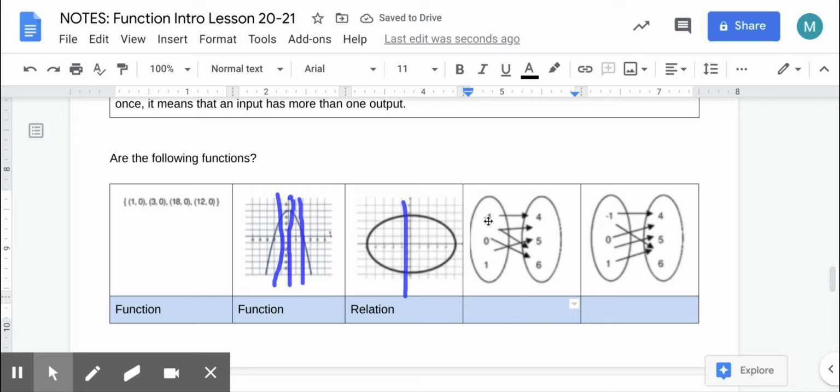Here's another model. Here's my input. -1 goes to 4. Well, this -1 also goes to these 2, or we don't even have them pointing to anything. So this would be a relation. All right. Same thing here. -1 goes to the 4, but then it's also going somewhere else. This input can't go to more than one output. So this one would also be a relation.